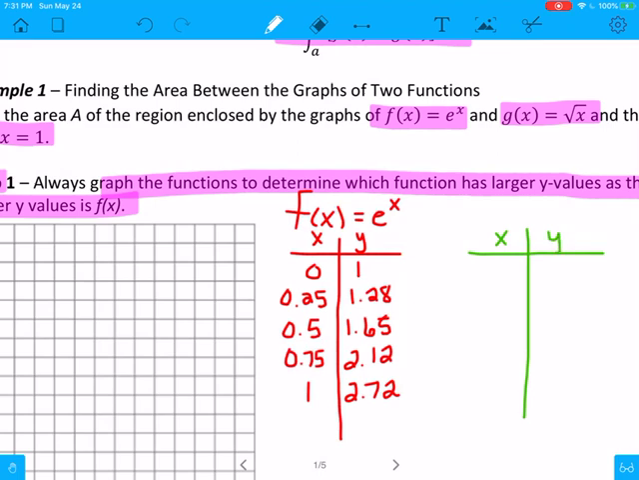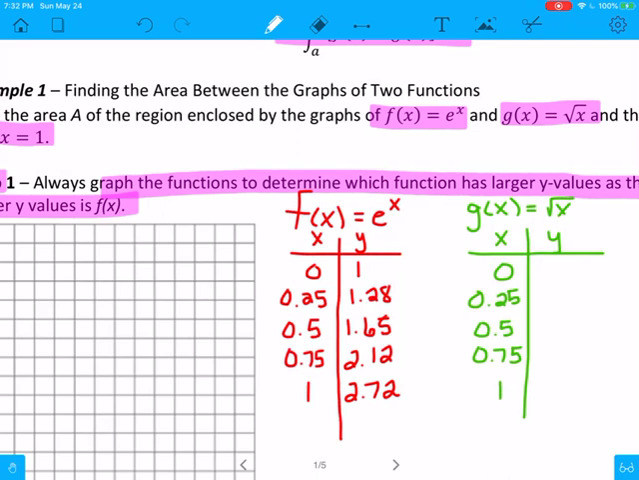So x, y, and we do g of x equals square root x. So I'm still going to do the same ones. 0, 0.25, 0.5, 0.75, and 1.